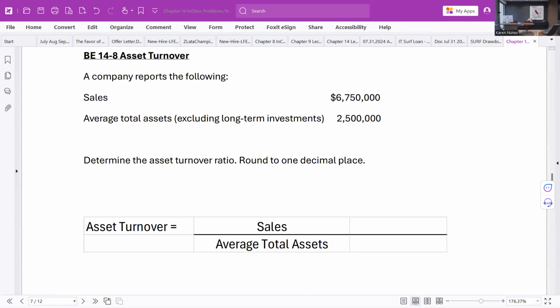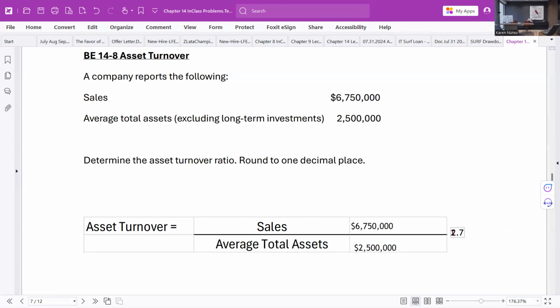So the profitability measures, the first one, in BE 14.8, is the asset turnover. We want to look at the ability to use those assets to generate sales. That's what this measure tells us. So the sales are 6,750,000, and the investment in all the assets is in this case 2.5 million. So we've got a turnover measure of 2.7.